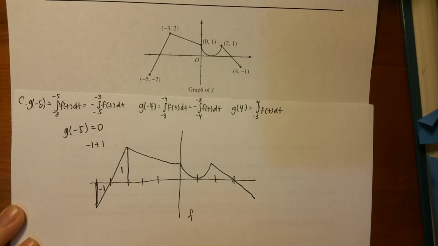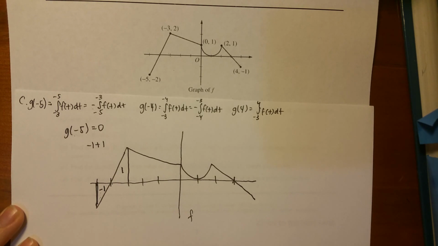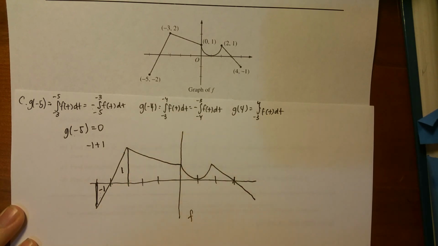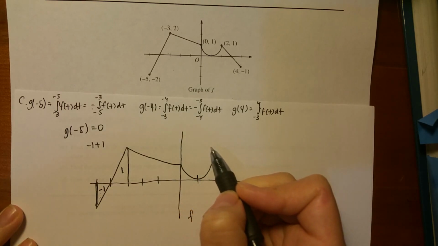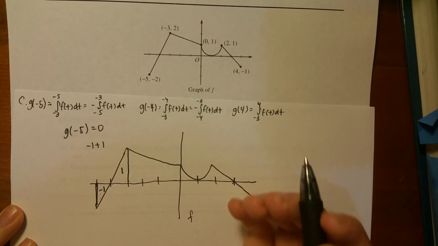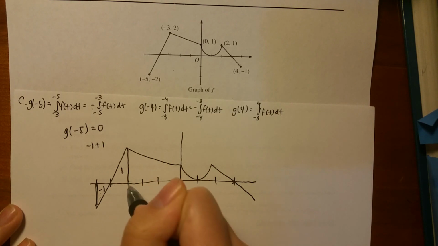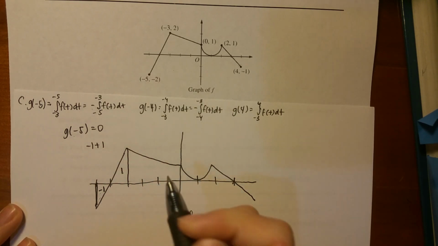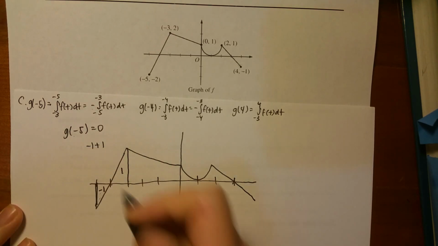Now let's find g of -4. So we again flipped the integral and added a negative sign to make the interval from -4 to -3 and not -3 to -4. Now we can use the graph of f to determine g of -4. So g of -4 will be determined by the negative area from -4 to -3 of this graph given.